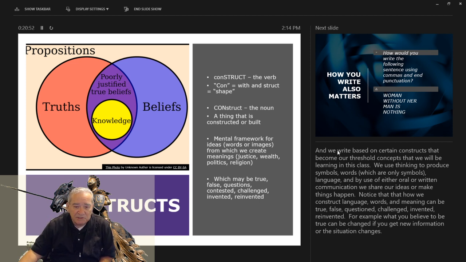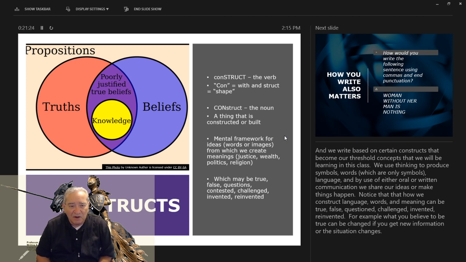And maybe it's worth changing, maybe not, but at least you're going to rethink them. The word construct is a verb. Con in Spanish means with, structure means shape, and construct as a noun means a thing that is constructed or built. Constructs are mental frameworks for ideas. These are the words or images from which we create meanings. Such words as justice, wealth, politics, religion, love, money.